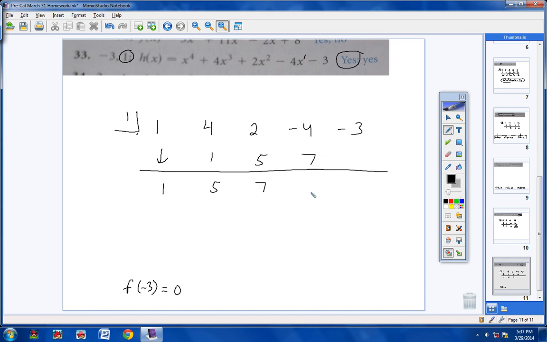1 times 7 is 7. Combine, you get a 3. And 1 times 3 is 3. And you will get out a 0. So f of 1 equals 0. So yes, 1 is a 0 for this function. So if you were to graph this function, you would know for sure you would have at least 2 x-intercepts. One x-intercept would be at negative 3 and the other would be at positive 1.